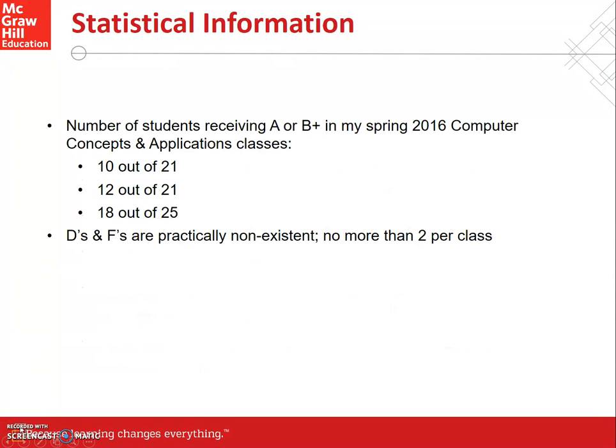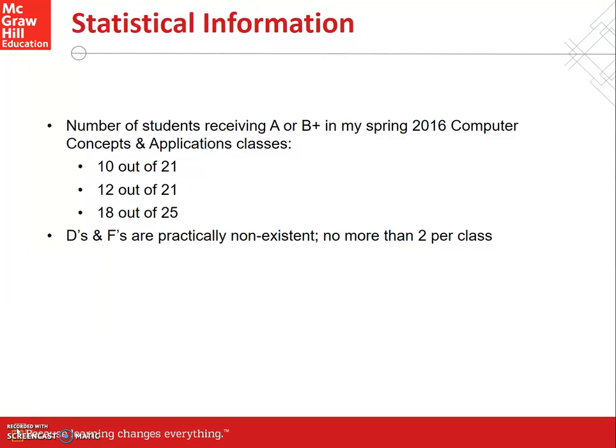So how effective is this? Well, just as an example here, I pulled one of my past semesters. This is my spring 2016 Computer Concepts and Application class, which covers Word, Excel, Access, and PowerPoint. And you can see here that I had 3 sections, and so for each one we had a pretty high percentage receiving an A or a B plus. And you can also see here that D's and F's are almost a thing of the past.